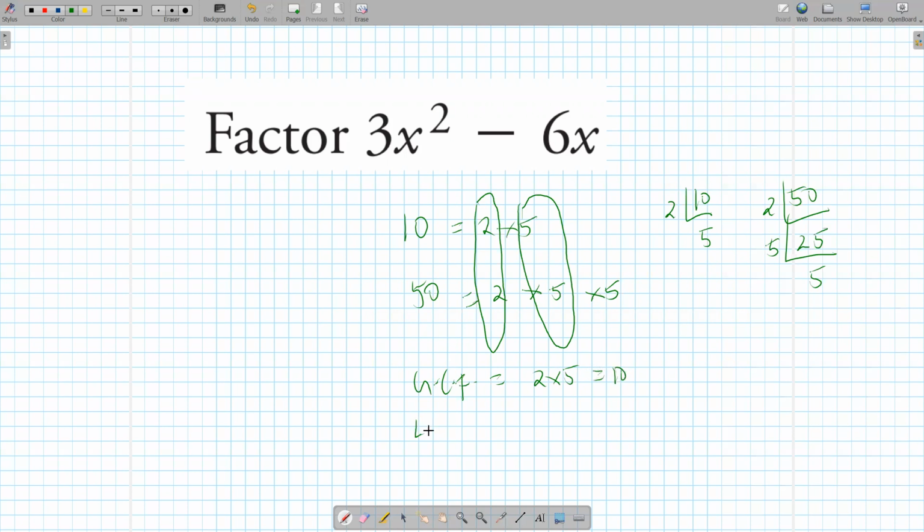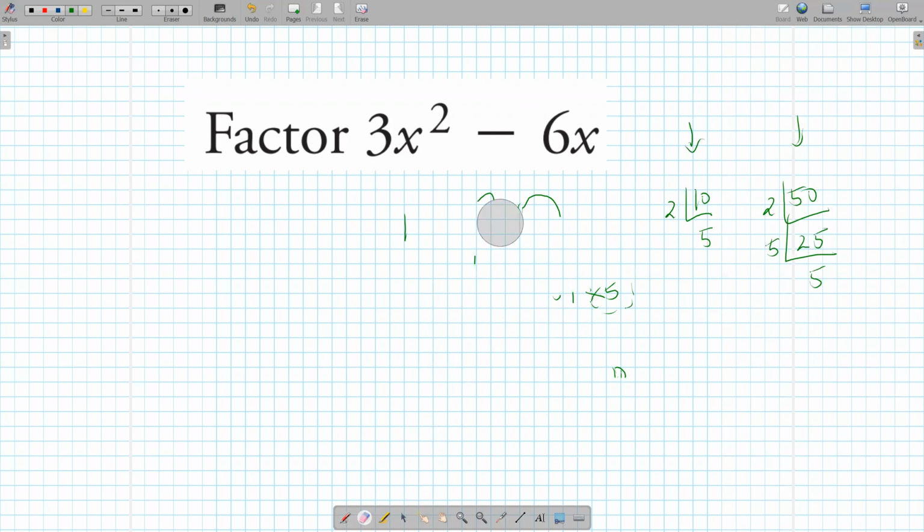Now, if you want the LCM, the lowest common multiple, you just take the GCF, 10, and multiply it by whatever is remaining, 5. And there we go, 50. Okay? That's how we do it for numbers. This is called prime factorization. But now we're going to be doing it with letters and expressions.